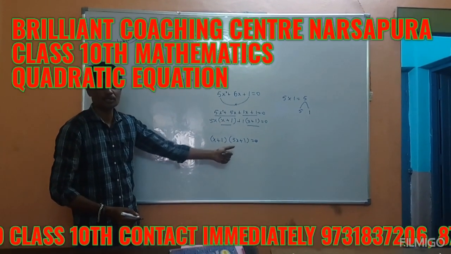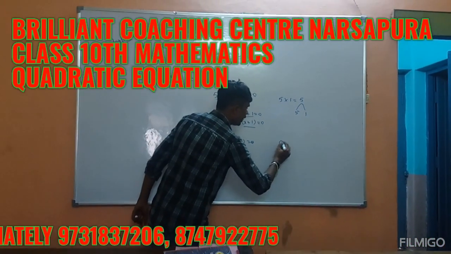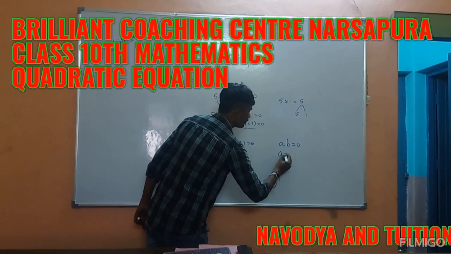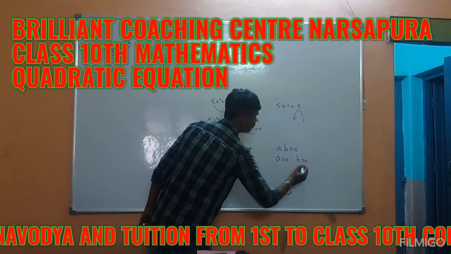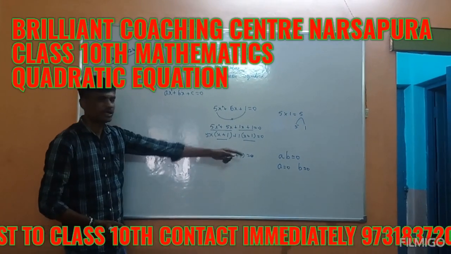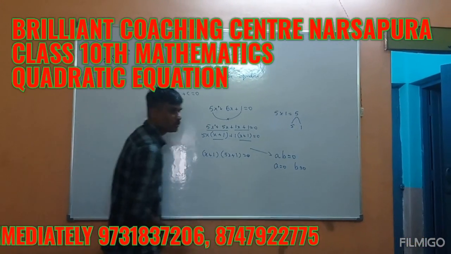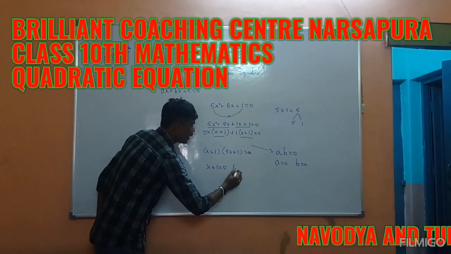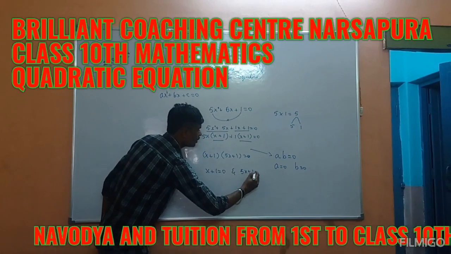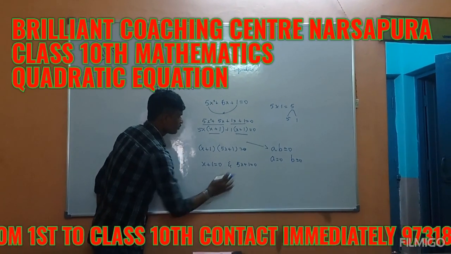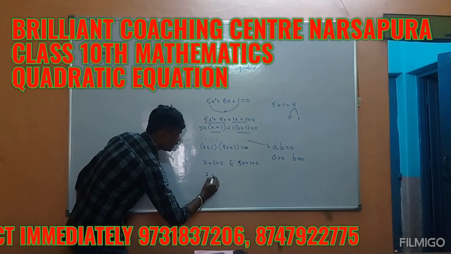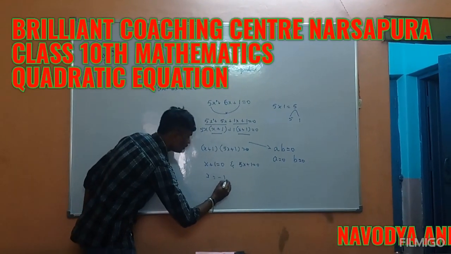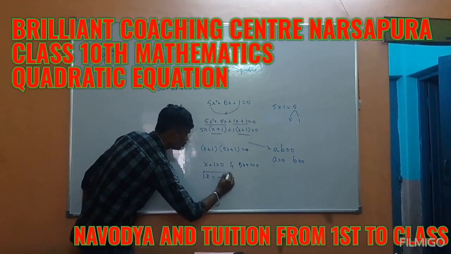Now according to the rule of multiplication, if a into b is equal to 0, that implies a is equal to 0 or b is equal to 0. According to this rule, we get x plus 1 is equal to 0 and 5x plus 1 is equal to 0. Now in x plus 1 is equal to 0, plus 1 goes to the right side and becomes minus 1. So x is equal to minus 1.